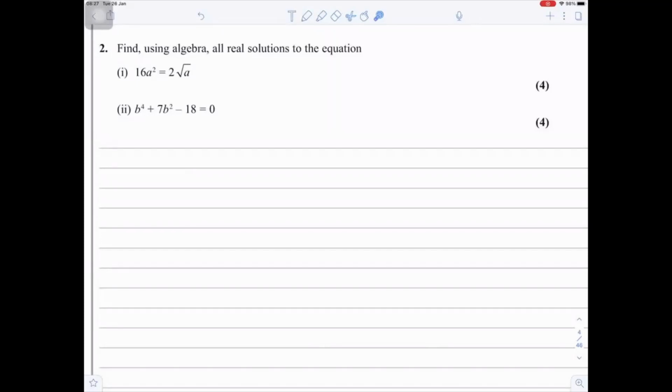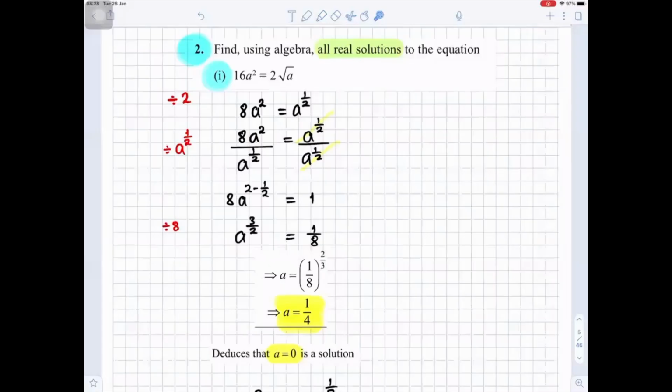Question number 2. Find, using algebra, the real solutions to the equation: part a, 16a squared = 2 root a, and part b, b to the 4 plus 7b squared minus 18 = 0. So what you want to do first is divide by 2. 16 divided by 2 is 8, and 2 divided by 2 will be 1. After that, we divide by a to the power half. The a to the half on the right would cancel, and that gives you 1.